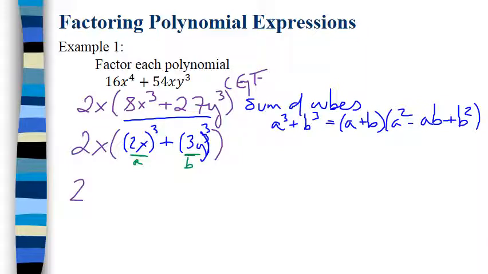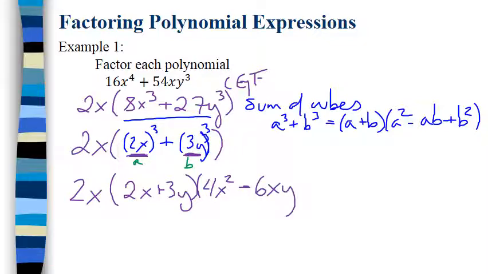So we keep the 2x out front, times a plus b, so 2x plus 3y, times a squared, so 2x quantity squared is 4x squared, right? Minus a times b, so 2x times 3y, 2 times 3 is 6xy, minus, and then plus b squared, so 3y quantity squared is 9y squared. And there's our factor.